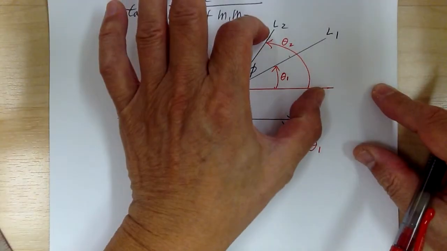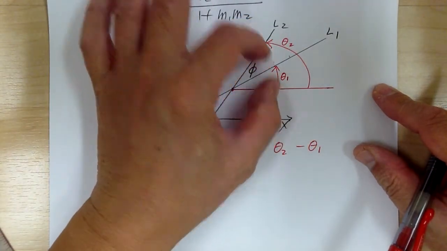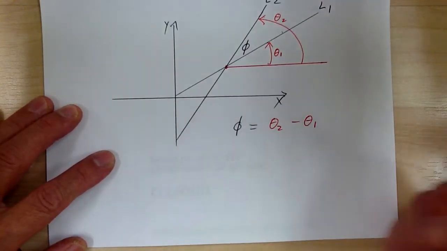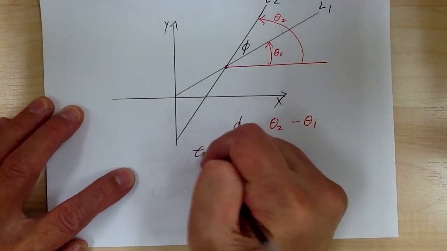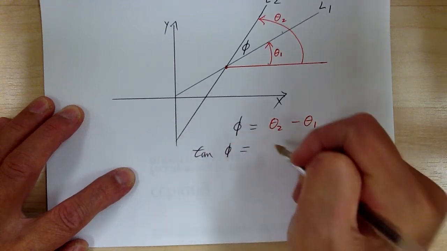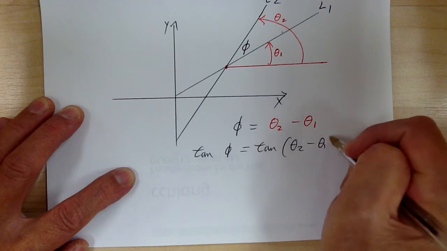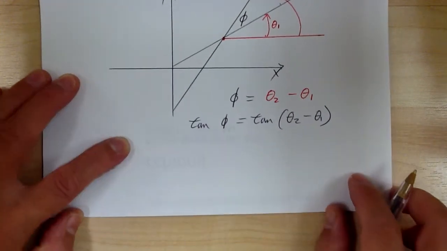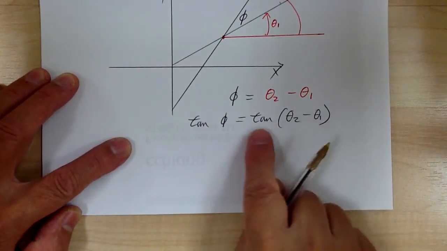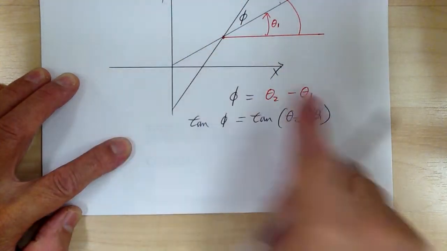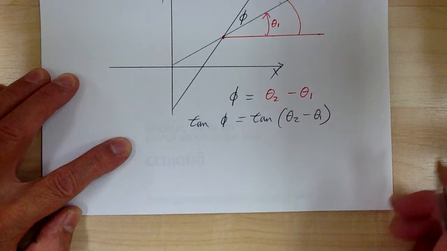So again, this angle theta 2 minus theta 1 will give you phi. Then what you do is you take the tangent on both sides. So tangent phi equal to tangent of theta 2 minus theta 1. I take a tangent on both sides. And so this is the difference identity. Okay? I take it back. Earlier, as I mentioned, is the difference identity.